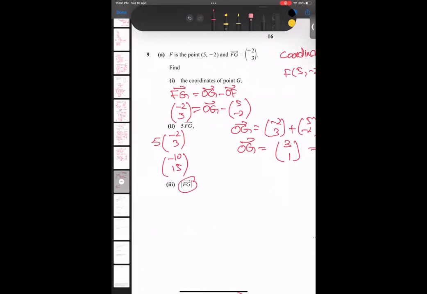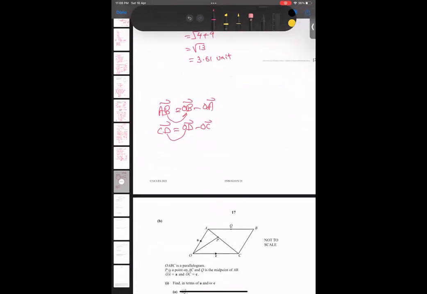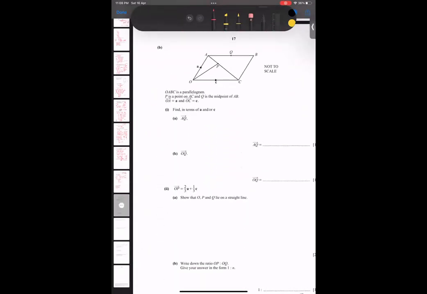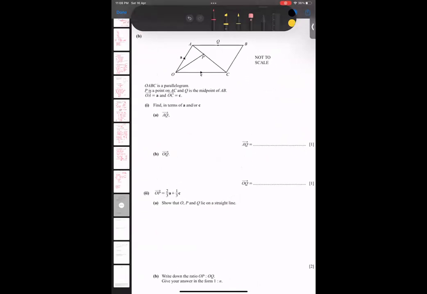Let's go to the FG magnitude. This magnitude is like the Pythagoras theorem. So how to get it? The square root of -2 squared plus 3 squared, and I got 4 plus 9, root 13. Root 13 is actually equal to 3.61 units. Okay, Alhamdulillah Rabbil Alameen, this point is clear. Let's go to the next part of vectors, the B part.